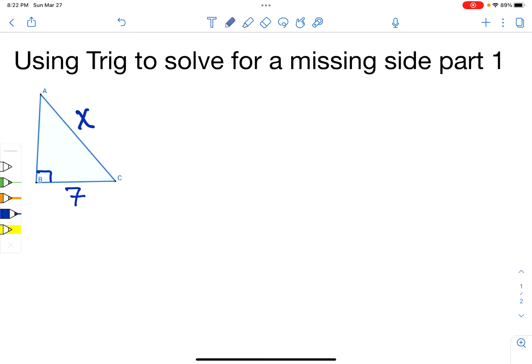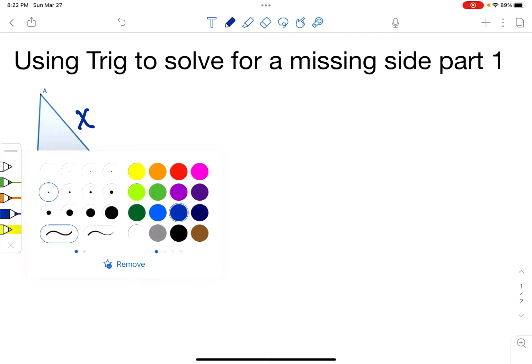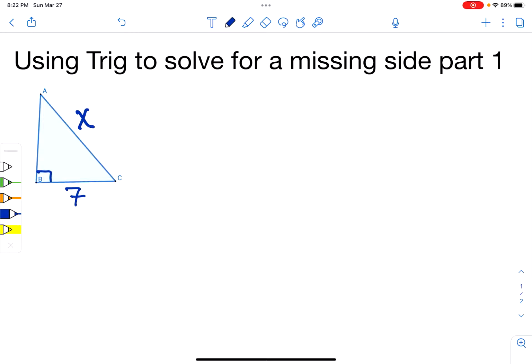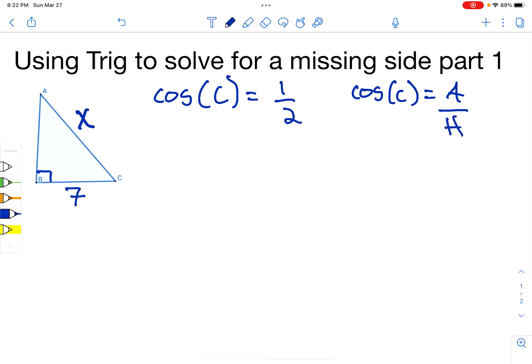Sometimes I'll give you information like this, and I might say something to the effect of the cosine of angle C equals 1 over 2. Now, we know cosine of any angle is the adjacent over the hypotenuse. So for cosine of angle C, we're going to take our adjacent and put it over our hypotenuse, and set it equal to what we know cosine of C equals.